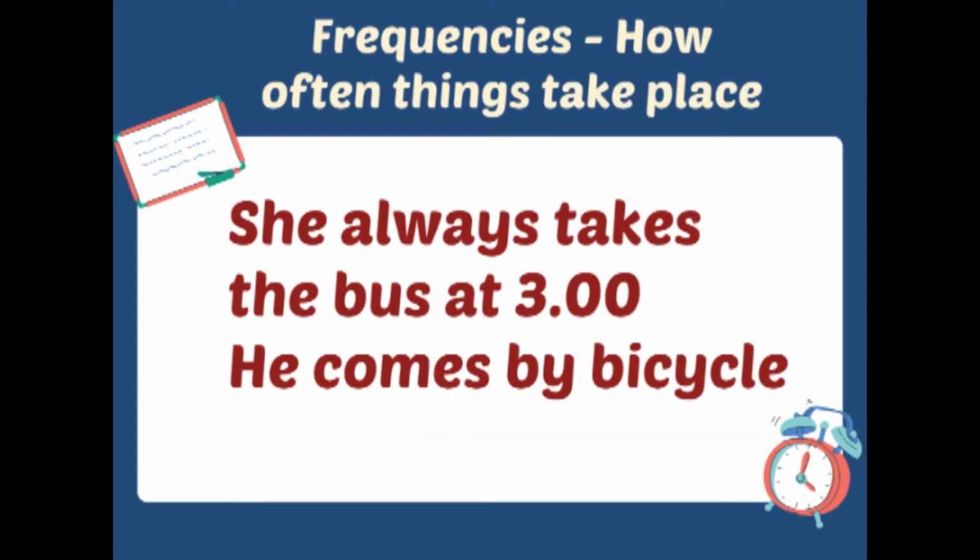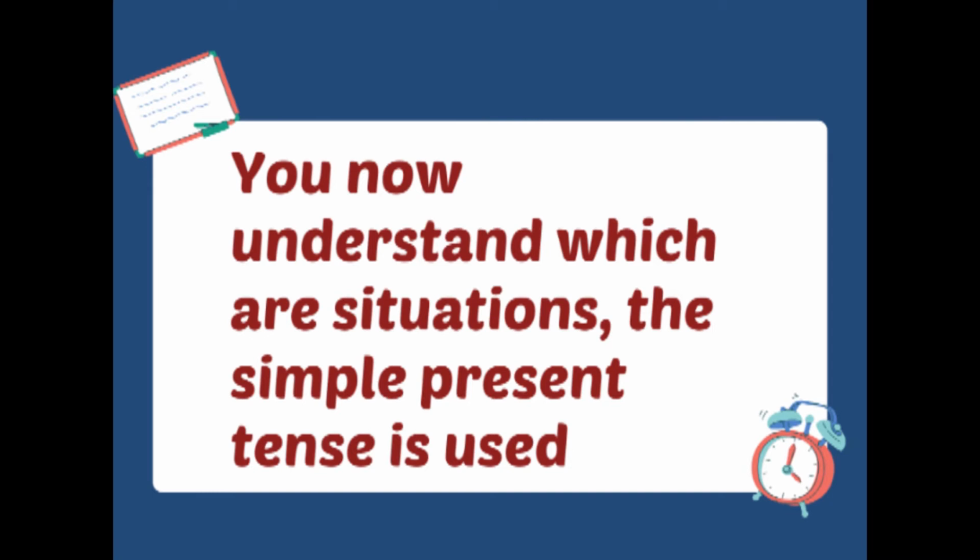Frequency means how often the things are taking place. See the example, children, here. She always takes the bus at 3 o'clock. He comes by bicycle. Means often. Frequency means how often the actions are taking place. So, hope you understand now in which situations the simple present tense is used. And we use this in ordinary daily conversations.